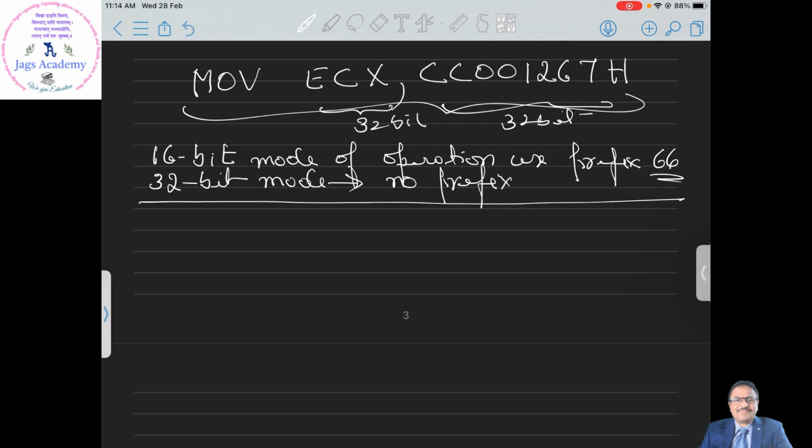Now let us try to convert this into a machine instruction. As usual, according to the format, first is the mode bit. We know mode bit for this will be 1011. This is not mode bit, this is the opcode. So opcode for move when it is in the immediate addressing mode.